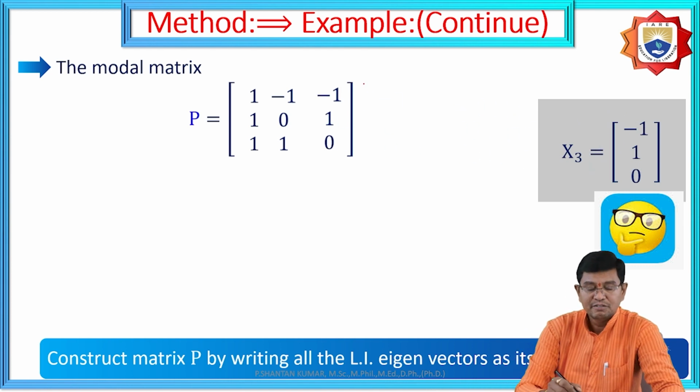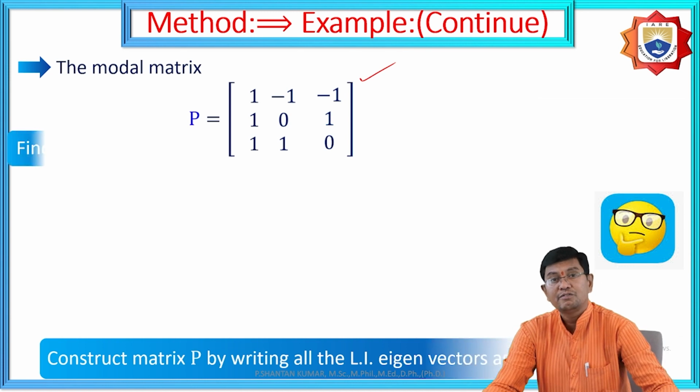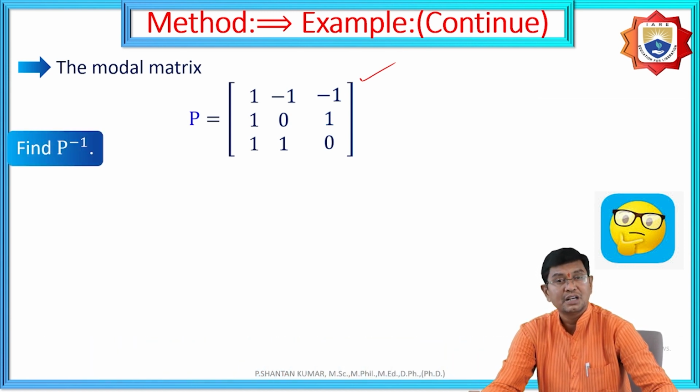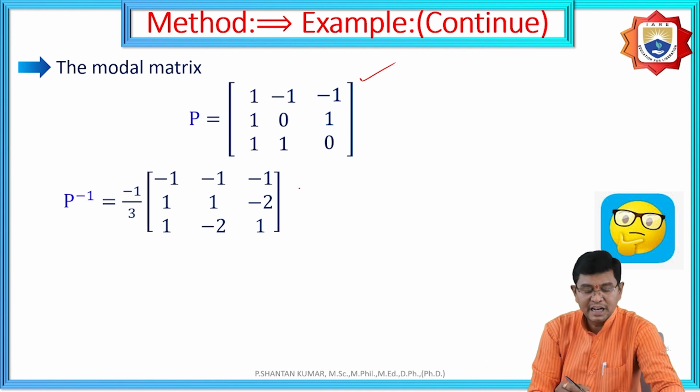From this matrix, we need to find P inverse. As we know, P inverse can be found either by the adjoint divided by the determinant, or by the Gauss-Jordan method or Gauss elimination method. By calculating, we obtain P inverse like this.